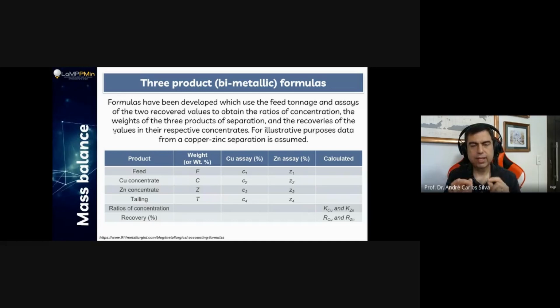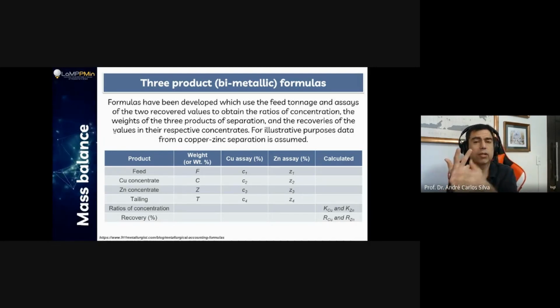Let's take a breath and understand this. I have copper in my feed. I know this, I'm feeding my plant, so there is copper in my feed. I have copper in my concentrate. Definitely, I'm going to market this, so I have copper in my concentrate. Makes a lot of sense. But I told you before that I'm always going to lose some of my element, my element of interest, in the tailings. So yes, I have copper in my tailings.